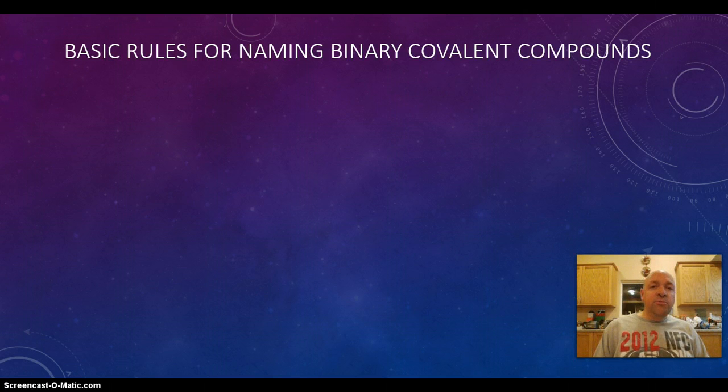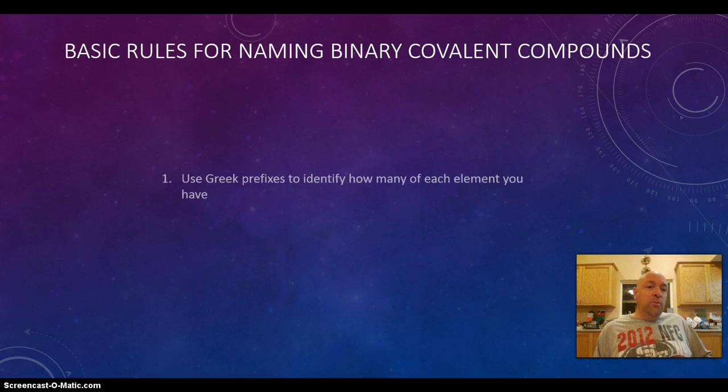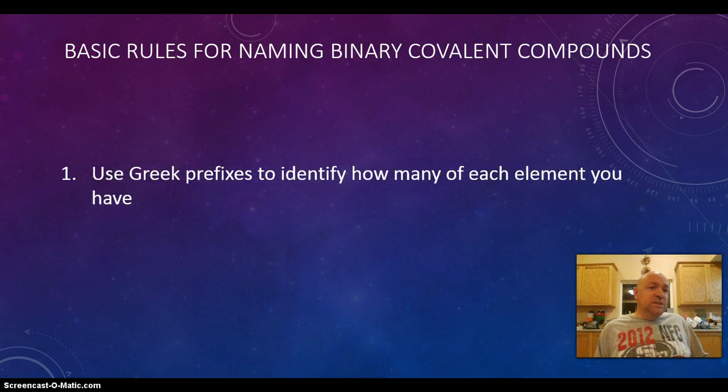There's some separate rules for ionic, and actually, to be honest with you, binary ionic compounds are even easier than covalent compounds. So we're going to learn the one that is, if you want to say, quote unquote, complicated, even though it's not really complicated at all. So rule number one simply says this: use Greek prefixes to identify how many of each element you have. That's kind of our starting point.